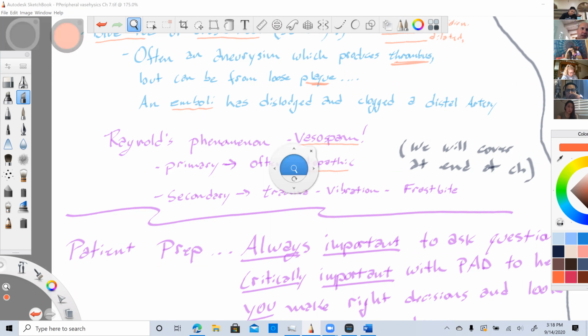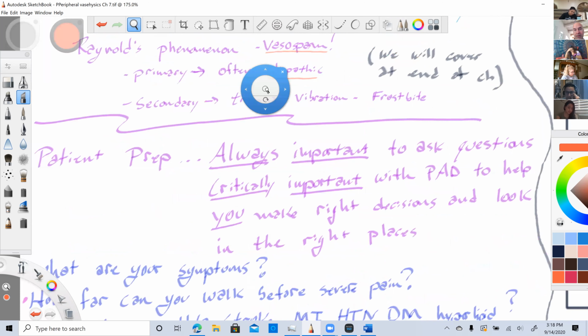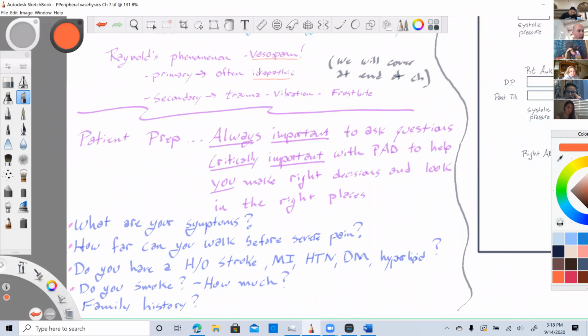Okay, patient prep. Always, always, always, no matter what your exam is, ask your patient questions. You guys are in OBGYN. If you do not ask whether or not your patient has both of their ovaries, you will end up measuring something, calling it an ovary, and it's not, and then it's rather embarrassing. Same thing here, critically important with PAD to help you make the correct decisions and look in the right places.